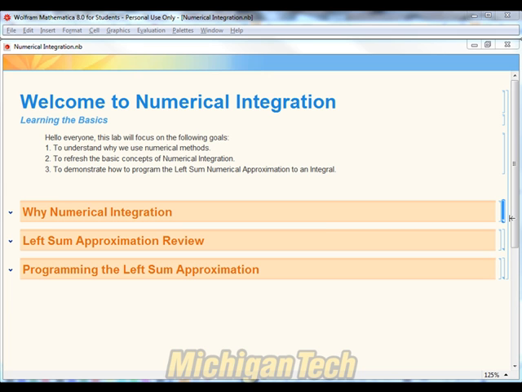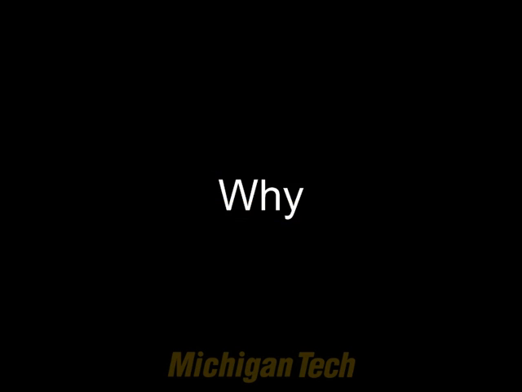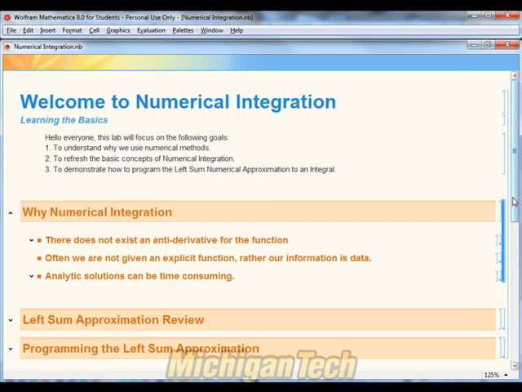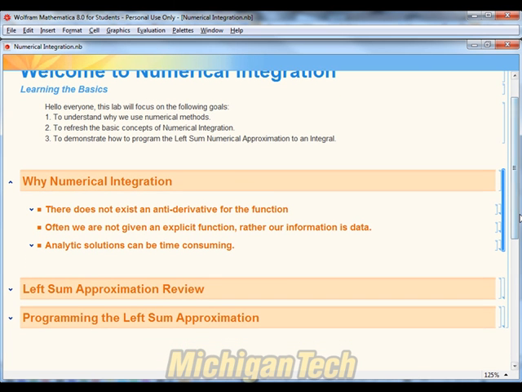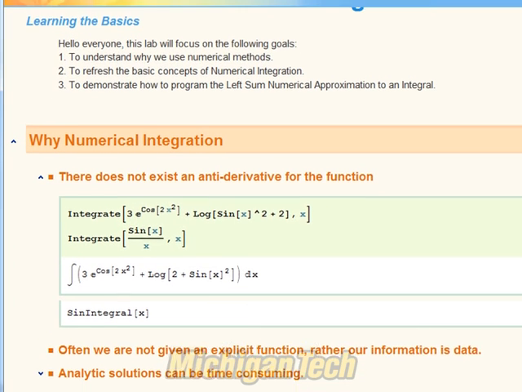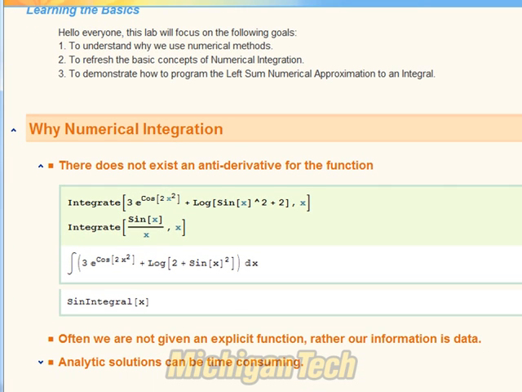We're going to start off with why should we use numerical integration? So there are three main reasons. The first, there may not exist an antiderivative for a function. So basically, not all functions have antiderivatives. Two specific examples are shown below.